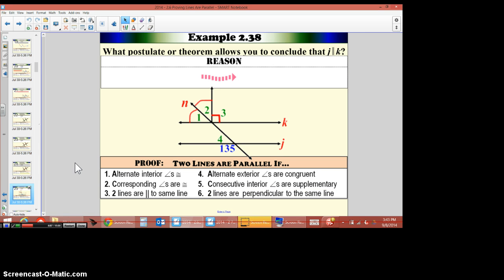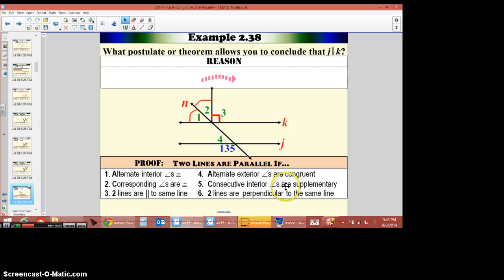Okay, how about this one? This has got a lot of information on it. We don't know anything about the lines, but we do see here these red lines mean that 1 and 2 are congruent. That's what those little curved arcs mean. And since this equals 90, then 1 plus 2 must equal 90. And since they have to equal each other, we know that 1 and 2 equal 45.